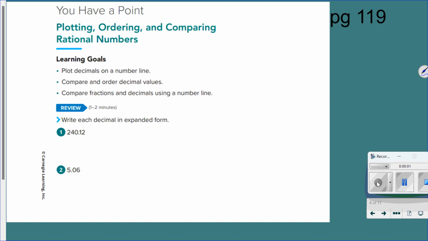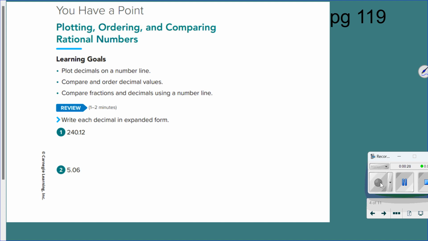Topic 3 in our Module 1, we are working with decimals today. We're going to learn how to put them on a number line, compare them with greater than, less than, or equal to. And the first thing we're going to do is review expanded form that you should have learned previously in 5th grade. So I want you to do numbers 1 and 2. Write both of these numbers in expanded form. You have about 3 minutes. Go for it.